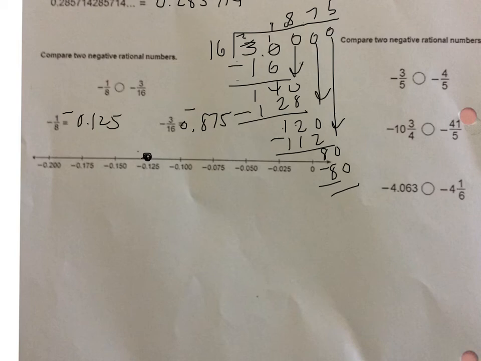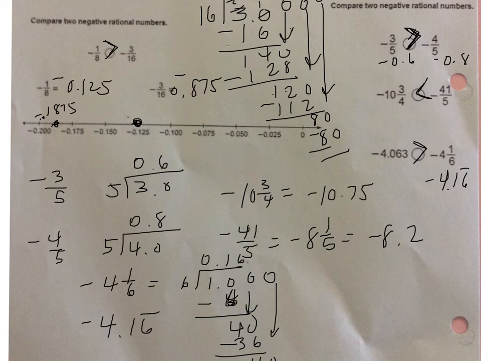Oh, this is a 1 here, so it's -0.1875. So -0.1875 is going to be over here. There's the point. So when it says which one is smaller, the smaller number is farther away from 0. So therefore, -1/8 is greater than -3/16. So what I'm going to do is I'm going to pause it now, and I want you guys to try the first one, which is -3/5 and -4/5.